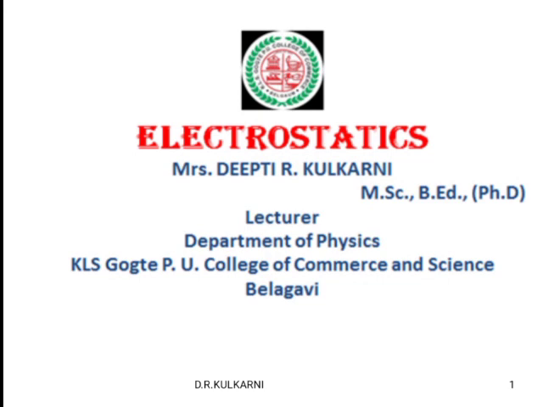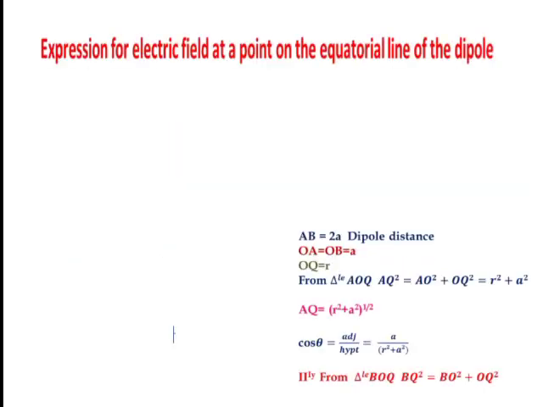In continuation with my earlier video on electrostatics, in which we discussed many concepts like axial line and dipole moment, in this video I am going to discuss the equatorial line. In the last video we discussed what an axial line and an equatorial line are. The equatorial line is the line which passes through the center of the dipole.